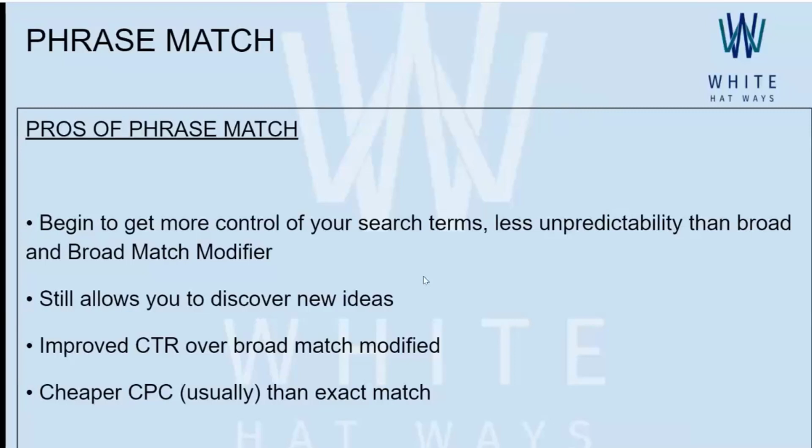They would improve over a period of time because of such matches, and there is a cheaper CPC than the exact match. So obviously the CPC is rising with every refinement as we refine our match types from broad match to phrase match. But then again, when we compare it with exact matches, the CPCs are likely to be still cheaper.